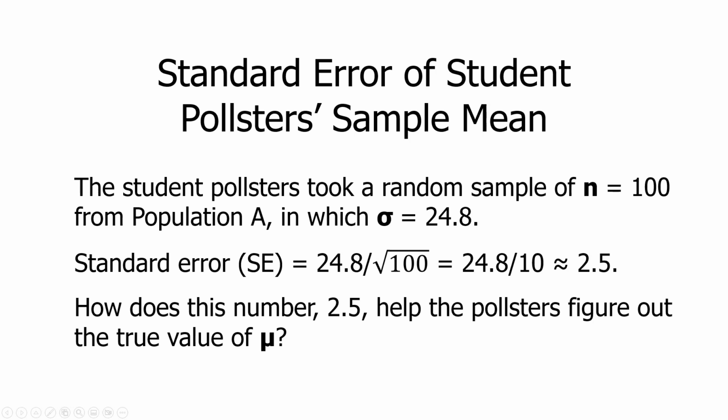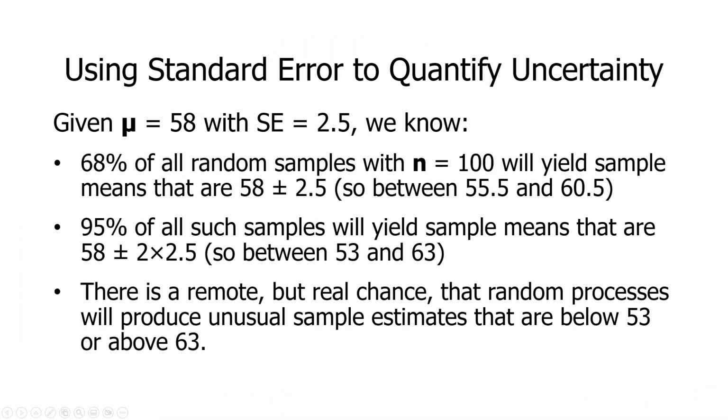How does this number, 2.5, help the pollsters figure out the true value of mu? Let's begin to apply it. I've abbreviated it SE. And also, I should say, we are omniscient. We know about the population. We know what the population mean is. We know what the population standard deviation is. And we're watching the student pollsters try to find out how far away their estimate is from the true population mean. Here's what we know.